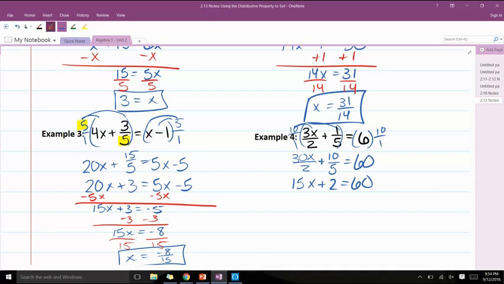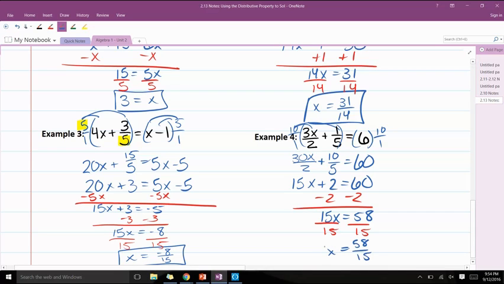Okay, now you're just solving equations like we did last time. You subtract your 2 from each side. 15x equals 58. Divide each side by 15, and you get x equals 58 over 15.